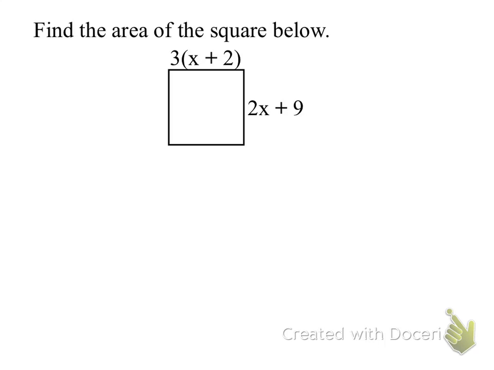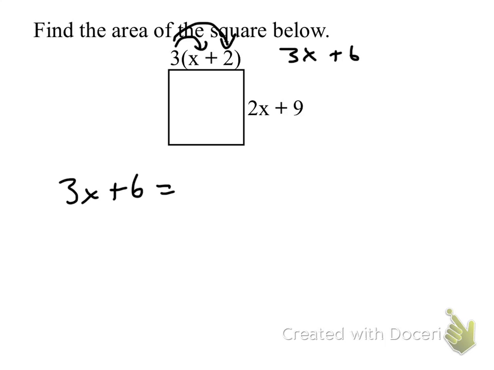Okay, Paris. Well, first for 3 and then with the parentheses, you would just do the distributive property. So you would get 3x plus 6. And then you would put an equal sign.